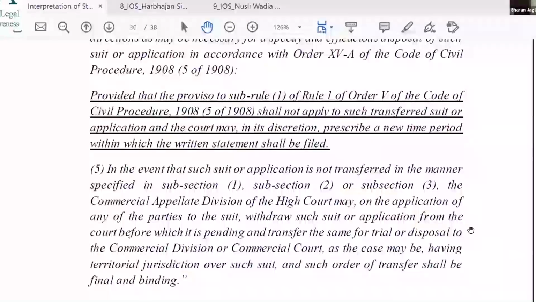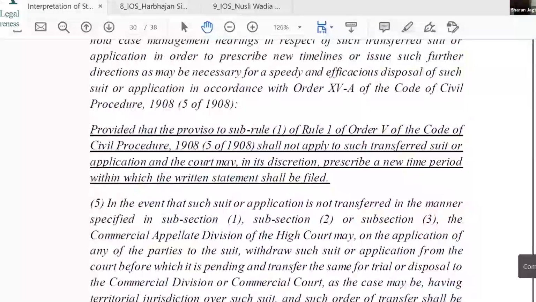So that's really the language. And I was conscious of the fact that what I'm arguing is against perhaps the purport of the Commercial Courts Act, which is to speed up all suits, not just new suits. And that's really how the earlier matter had been decided.